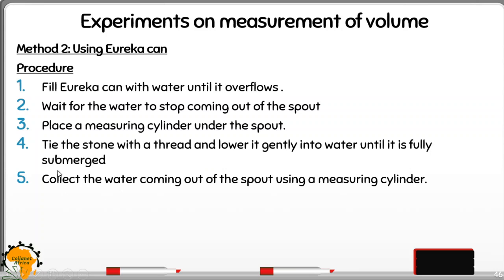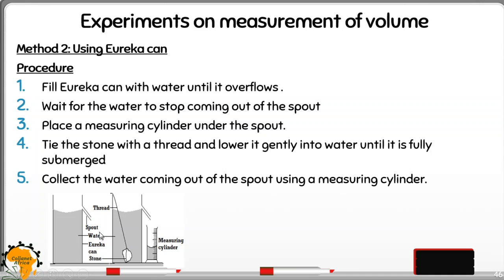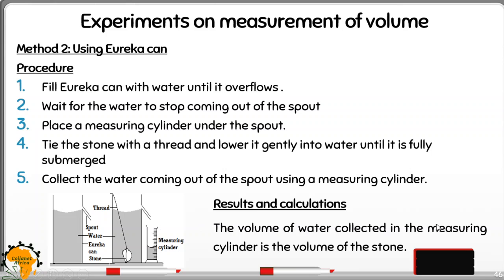Because when you lower it gently, it will displace some water, and that water will be collected in the measuring cylinder. We have it here in our diagram. This is our spout. So the water level has been put up to this level, and ensure that when you are putting the measuring cylinder, nothing is coming out from the spout. Then you lower your stone. Then the displaced water is collected by the measuring cylinder. So the volume of the water collected is the same as the volume of the stone. You just need to read from your measuring cylinder and get the volume of the stone.